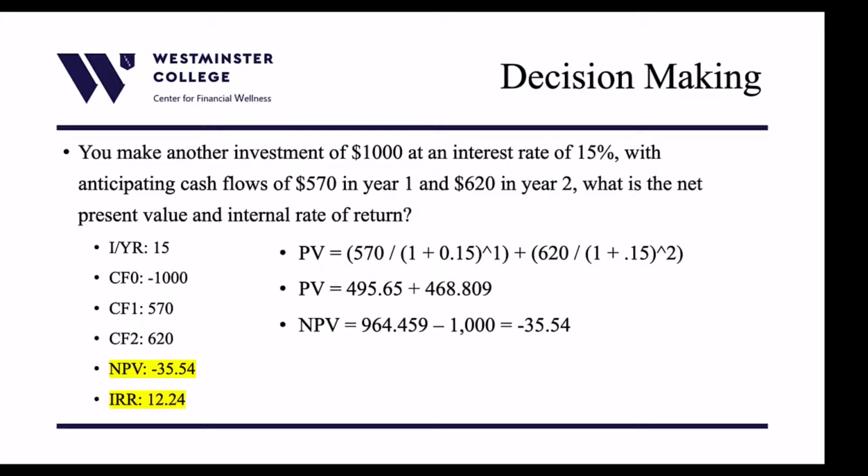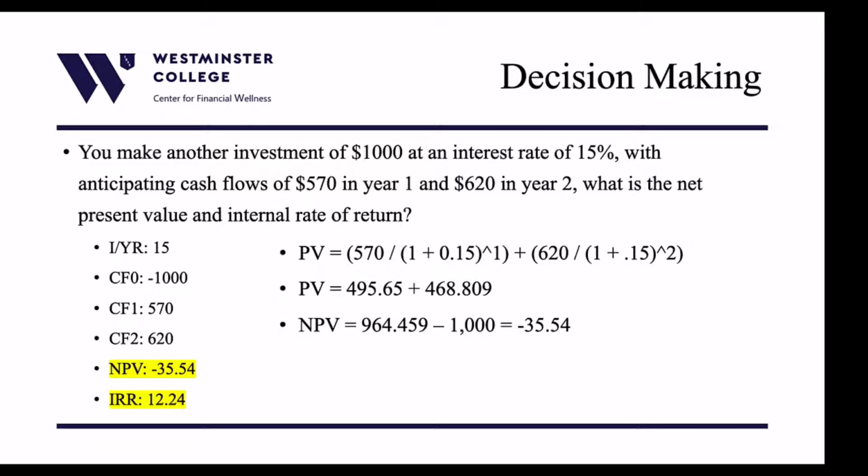So you make another investment of $1,000 at an interest rate of 15%, with anticipated cash flows of $570 in year 1 and $620 in year 2. What is the net present value and the internal rate of return? So we're going to go through the same process as we did before.